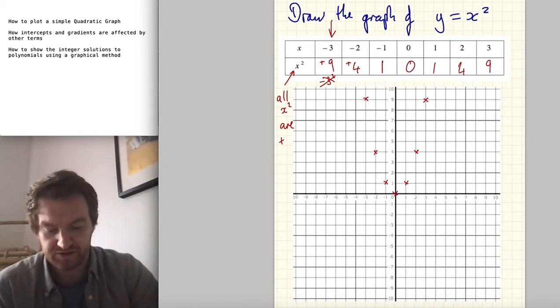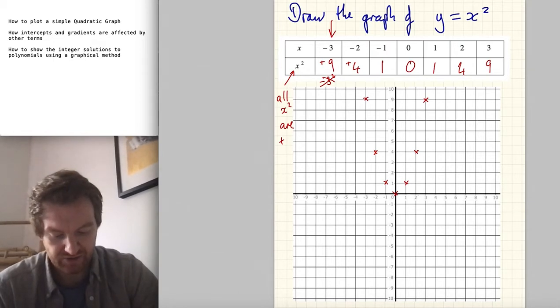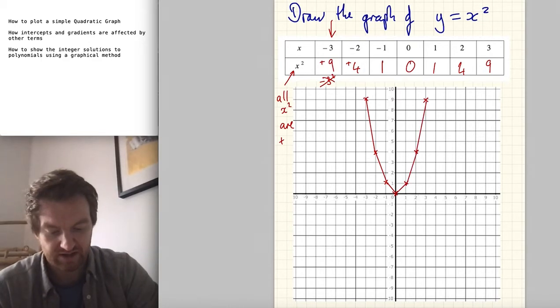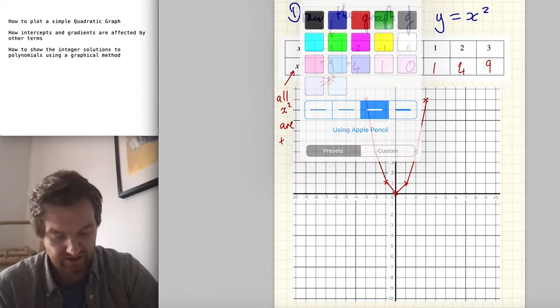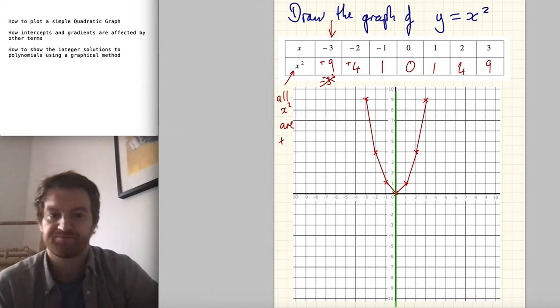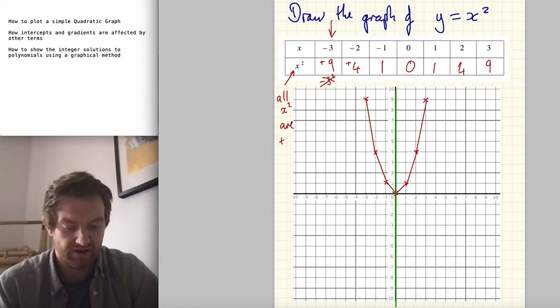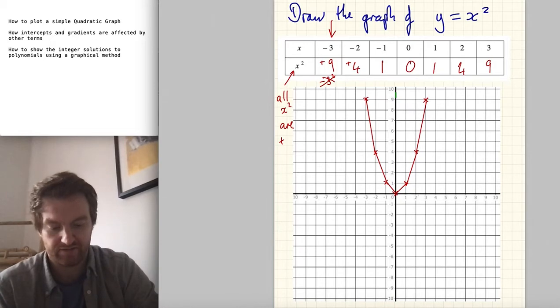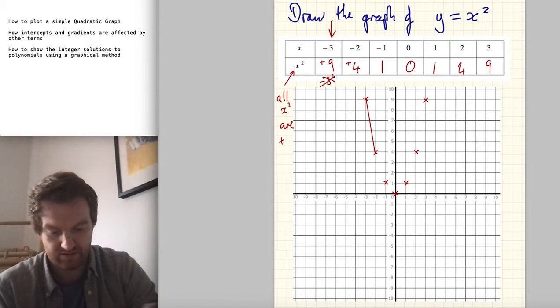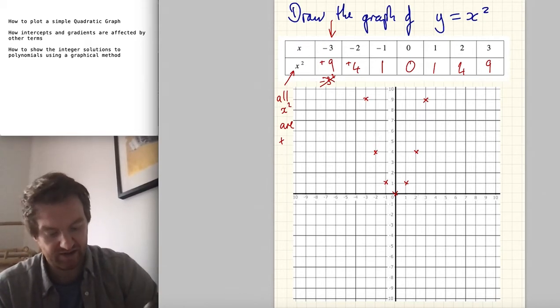Now, if we wanted to, at this stage, you can just join these together with straight lines, and you'll get the rough idea of the shape of the graph. And we can see it makes a kind of U shape. I'm going to show you how to do it as a curve in a second. We can also see that it is symmetrical. If you draw a line down the y-axis like so, you can see that it's the same either side. And that's the basic shape of a y equals x squared graph. We call this a parabola.